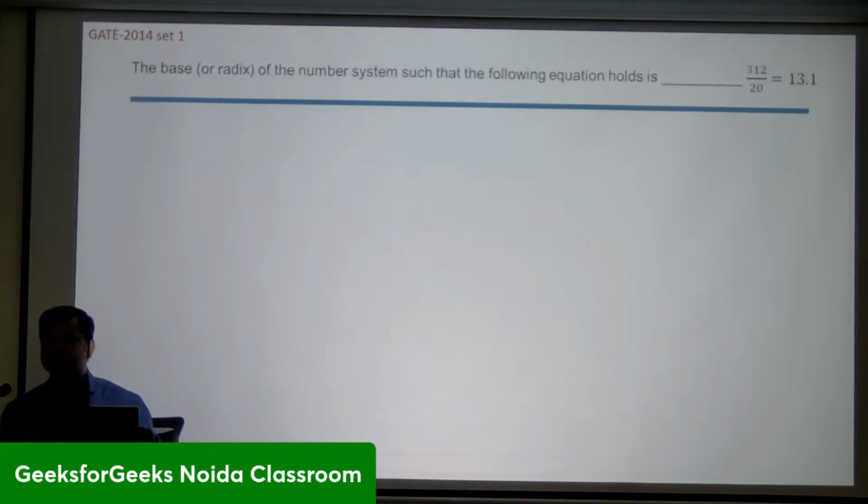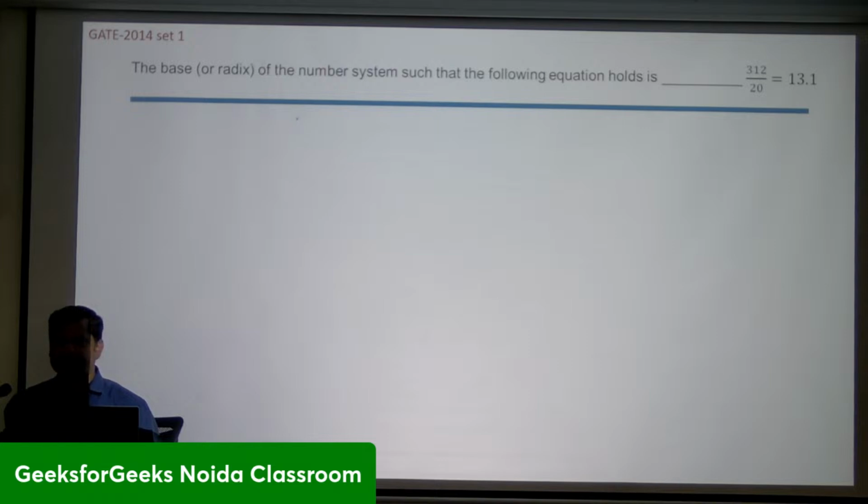Okay, this is another question that is from set 1 of 2014. So the question is, the base of the number system says that the following equation holds. You have to determine the base so that 312 divided by 20 is equal to 13.1. So you have to compute the base.